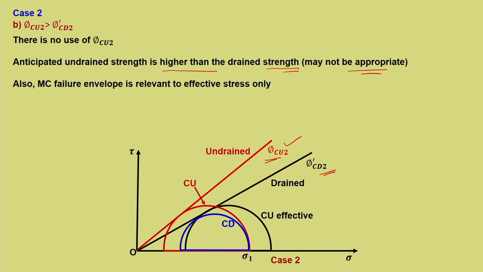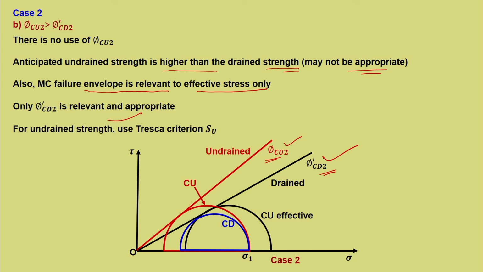The first reason is that the Mohr Coulomb failure envelope is relevant only to effective stress, so only this holds. So phi dash CD2 is relevant and appropriate, and for any undrained condition, as we have seen and repeated ample number of times, it is better that we go ahead with the Tresca criteria and the undrained shear strength SU.